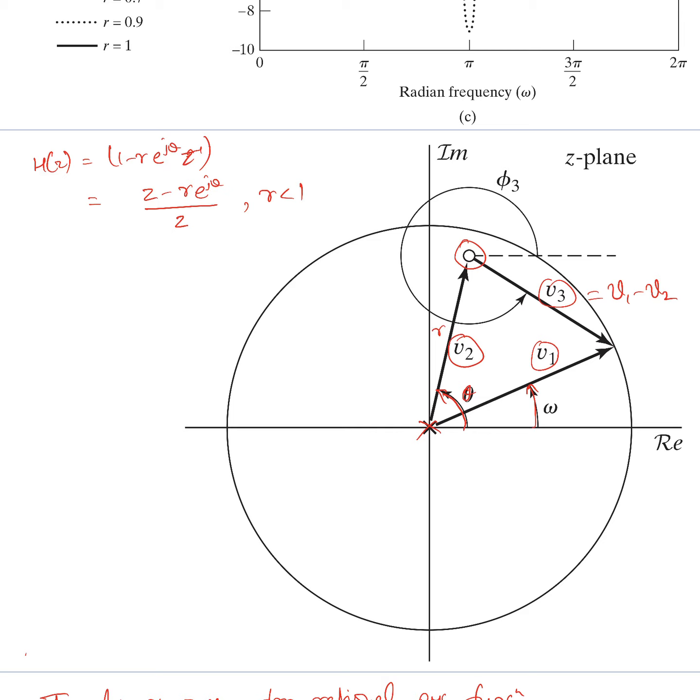Okay, so each pole and zero, what you will see in the rational function, you can represent by a vector in the z plane, from the pole or zero to a point on the unit circle. So this is the imaginary axis, this is the real axis, and this is your z plane, right? We'll talk about this phi 3, which you are seeing on the plot, in the next couple of seconds.